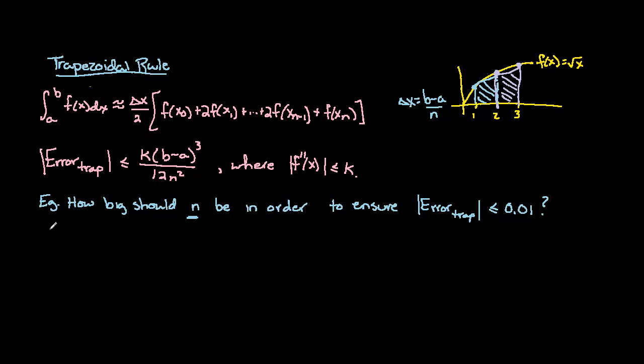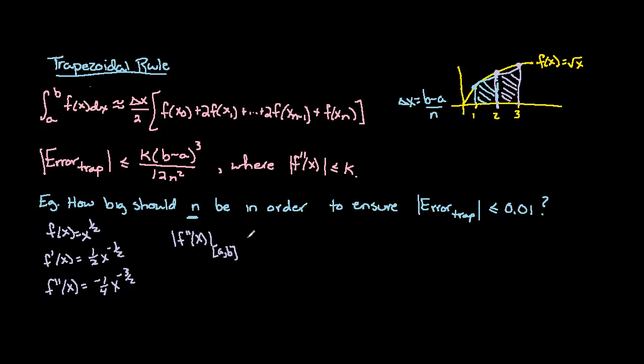So let's compute. If f of x is the square root of x, we can write that as x to the 1/2 power, and so we'll figure out the first derivative here is 1/2 times x to the negative 1/2, and the second derivative is negative 1/4 x to the negative 3/2. Now, what we want to do is look at the absolute value of that second derivative on our interval a b.